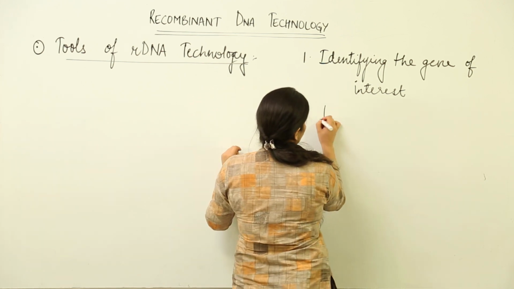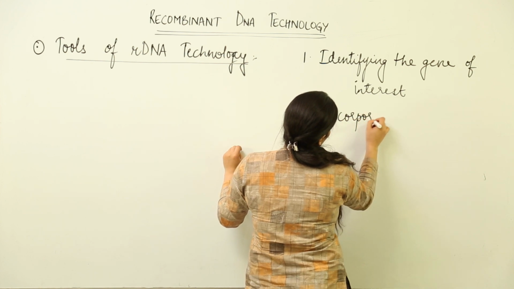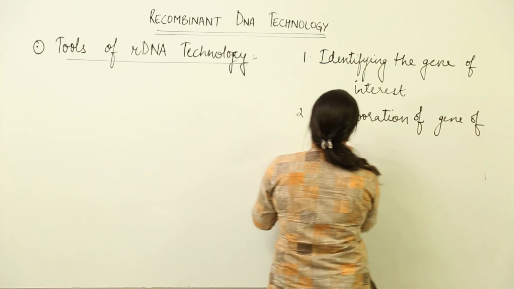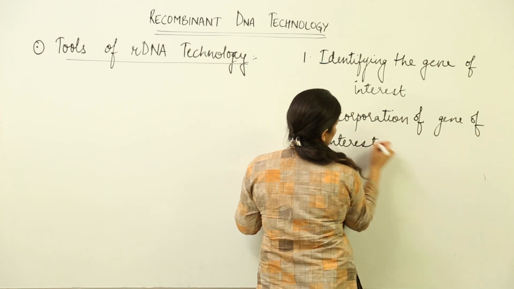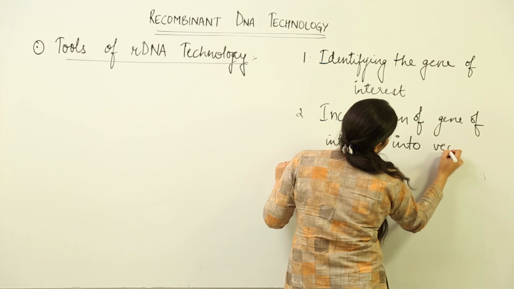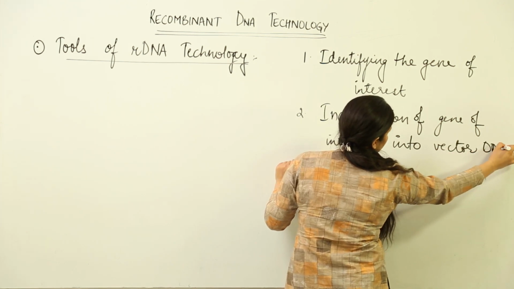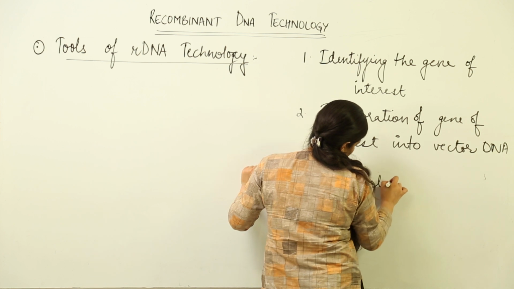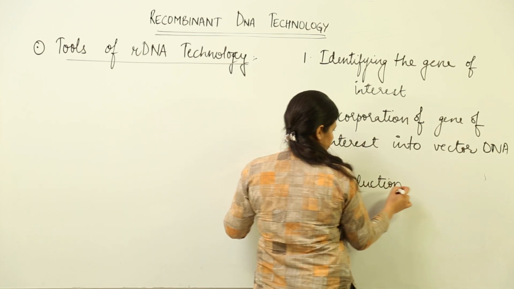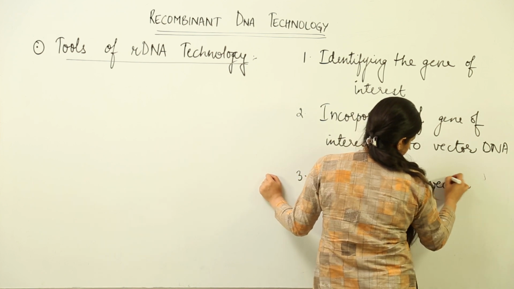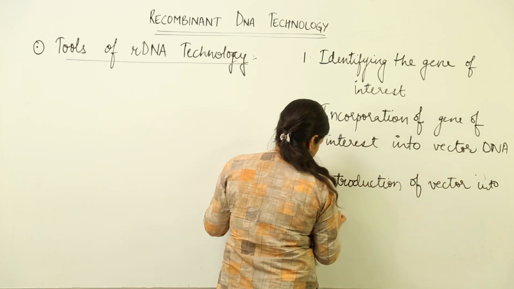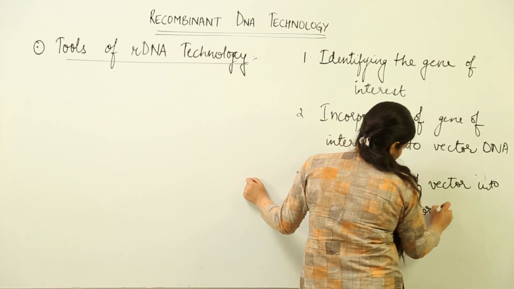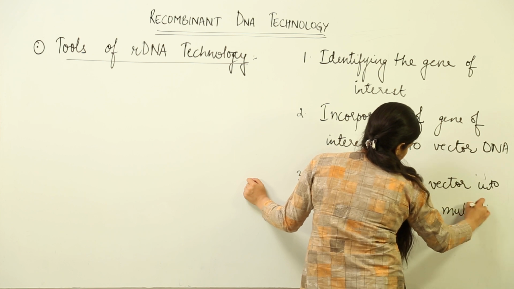Okay. So, we have to make sure that incorporation of gene of interest into vector DNA, and the third step is introduction of vector into suitable host cell. Suitable host for multiplication.